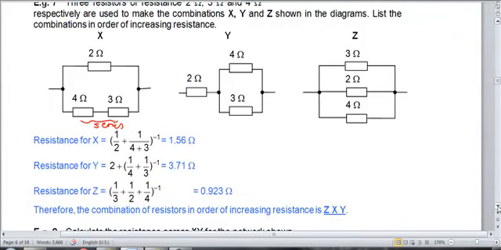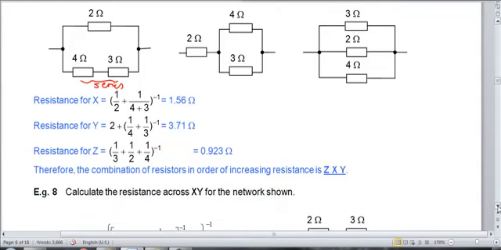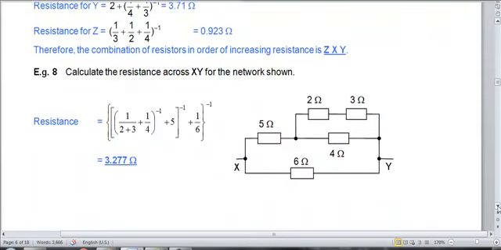So after working out the values, you can find that the resistances in order of increasing resistance are in the order of Z, X and Y. Okay, this one looks complicated.